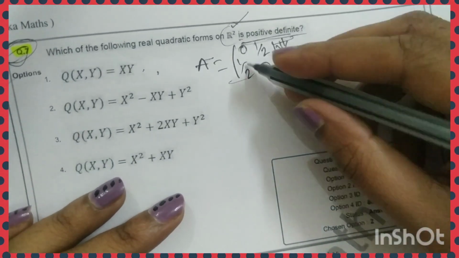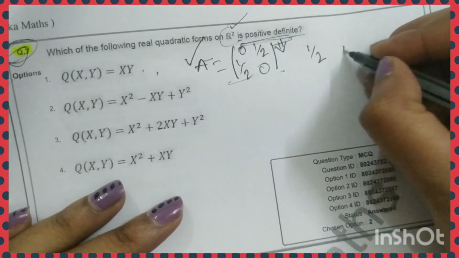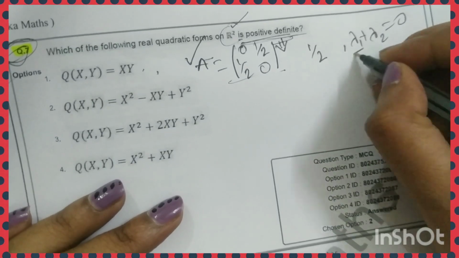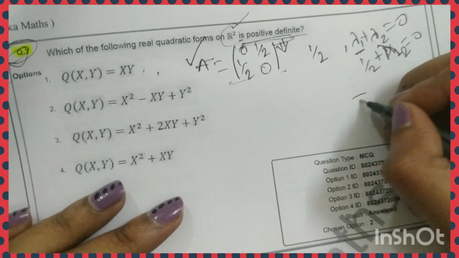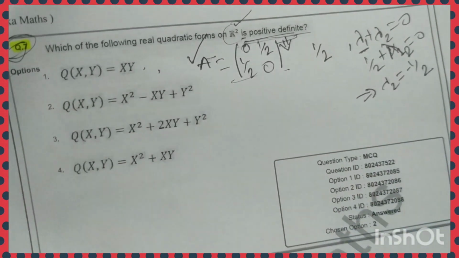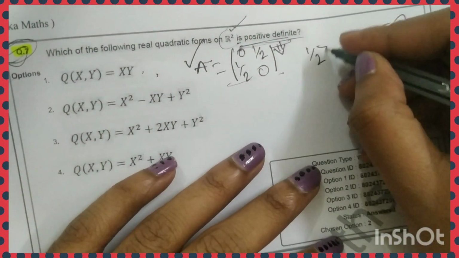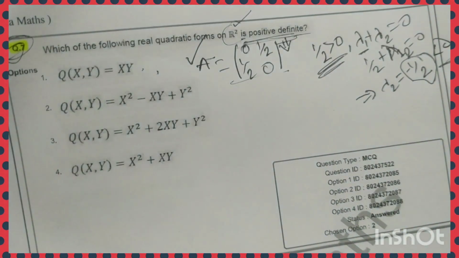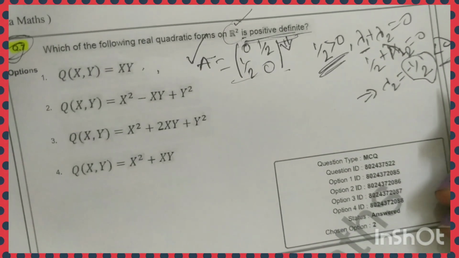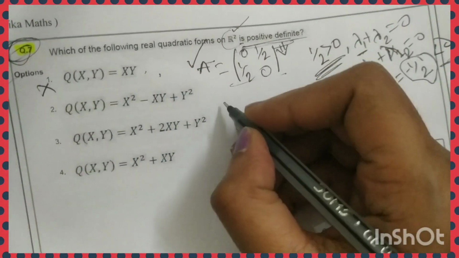Suppose lambda 1 and lambda 2 are the eigenvalues of matrix A. Then lambda 1 plus lambda 2 equals 0, and since one eigenvalue is 1 by 2, it implies that lambda 2 is equal to minus 1 by 2. As you can see, this is negative, less than 0, so it is indefinite. We say indefinite when one eigenvalue is positive and another is negative. As not all eigenvalues are positive, it is not positive definite. So the first option is incorrect. Let us see another.